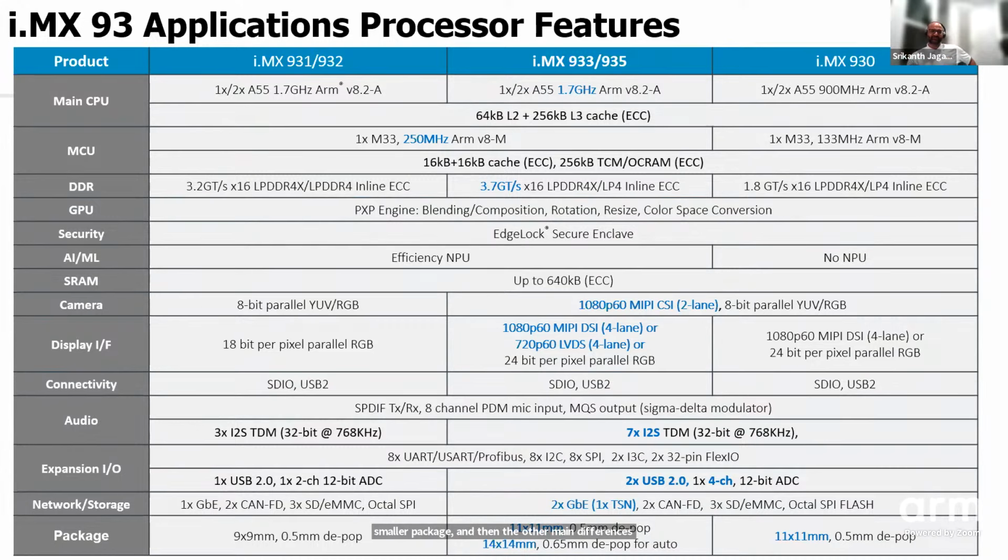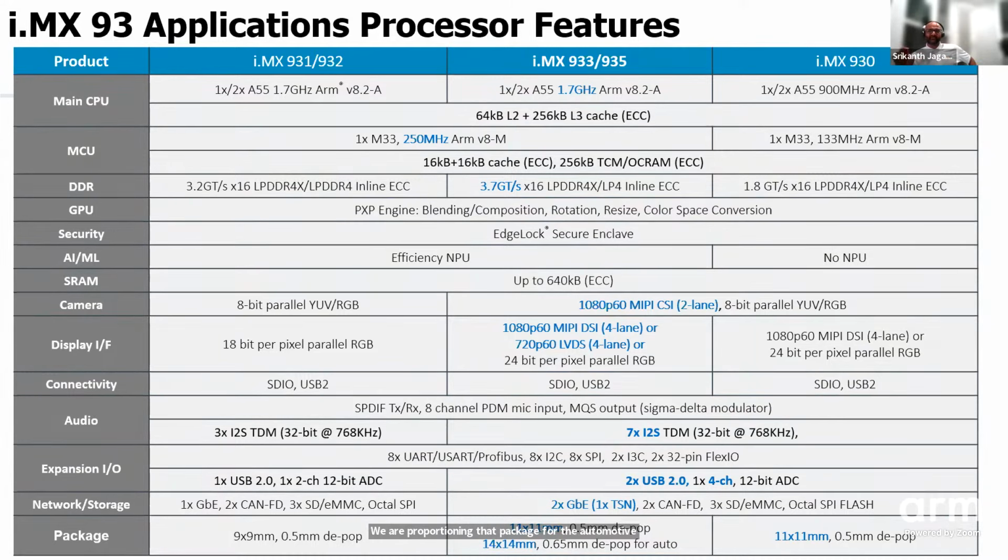We have 2 instances of USB and 2 instances of gigabit Ethernet in the bigger package, while both of them are reduced to a single instance for the smaller package. The other main thing is all of these packages. Mainly we are focusing on the 14 by 14. We are positioning that package for the automotive segment.